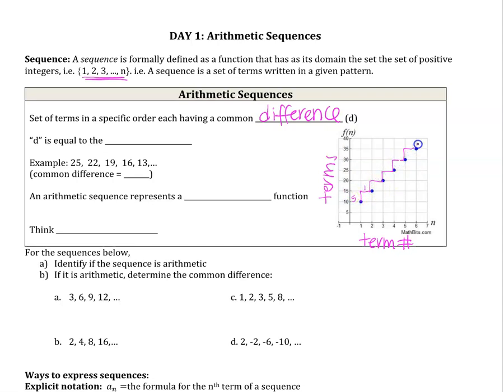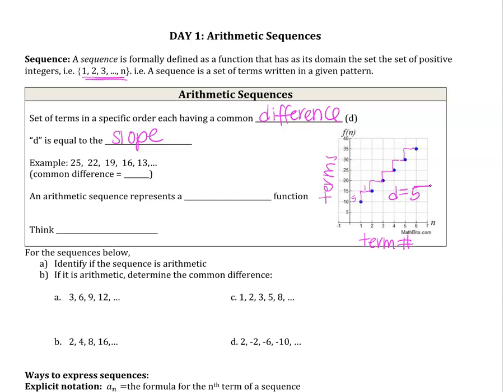Now, this idea of doing up and then over, or rise over run, should give you an idea of something we've talked about before, and that is the slope. So in this linear pattern that you guys are seeing, but it's not actually a line because you're not connecting it, you're seeing the common difference is 5, which is equal to the slope of those points.